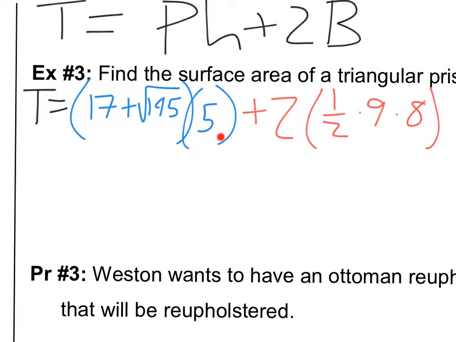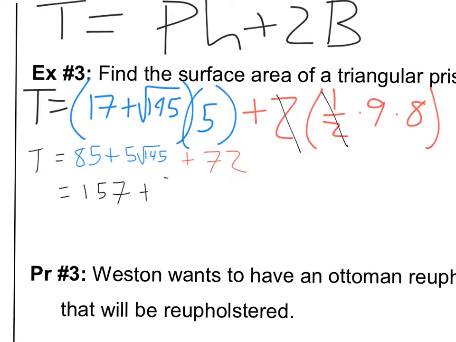I can distribute the 17 times 5. 5 times 10 is 50. 5 times 7 is 35, so I get 85. Plus 5 rad 145. Okay, plus, what happens over here? Well, 2 times 1/2, that kind of just cancels each other out. So I don't need to worry about that. And 9 times 8, that's 72. So I have a couple of like terms, 85 and 72. And that adds up to 157 plus 5 square root 145.